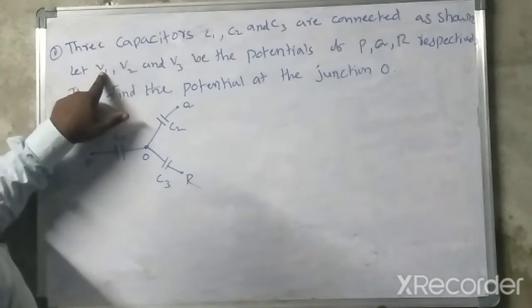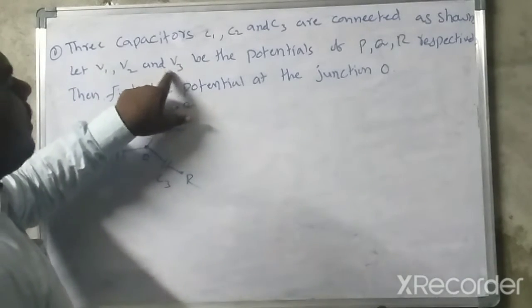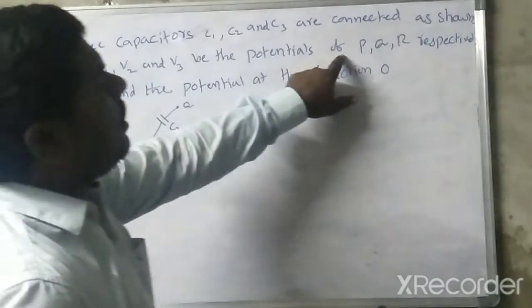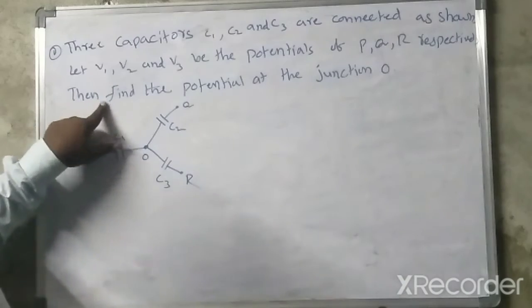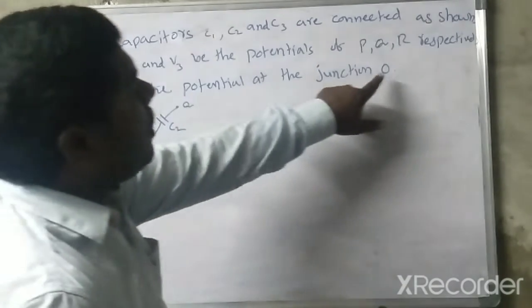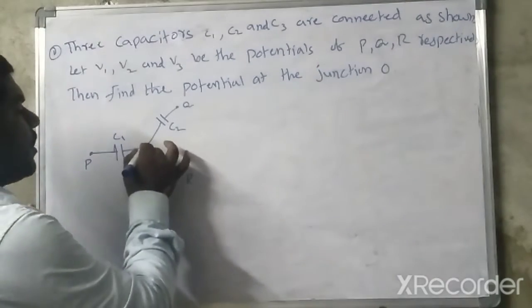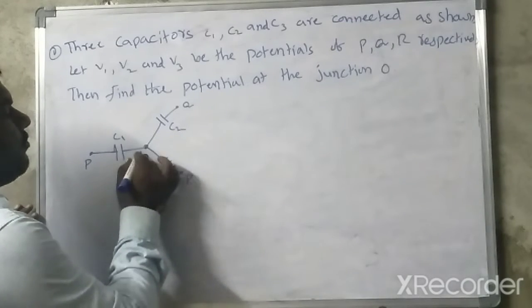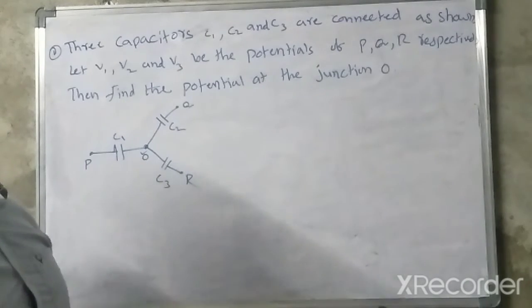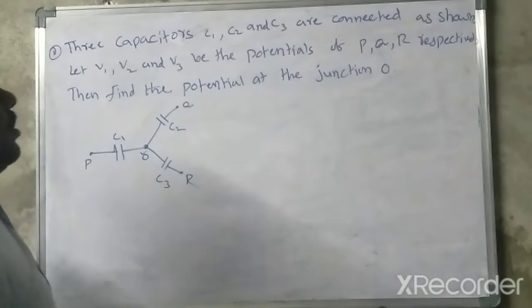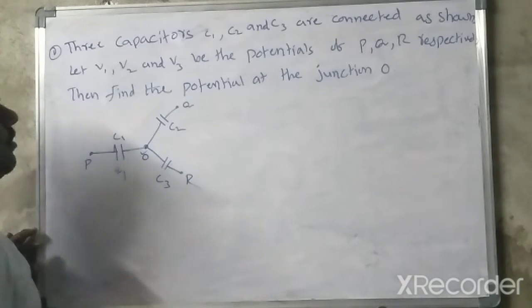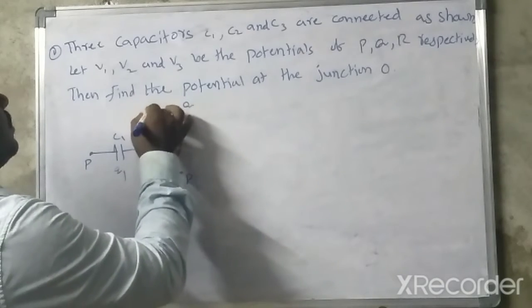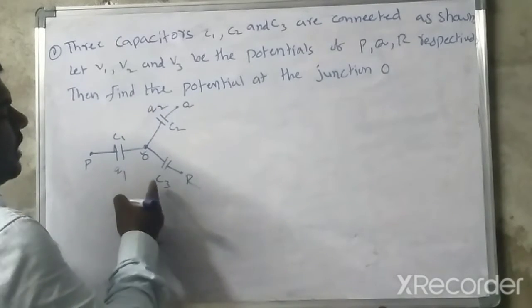Let V1, V2, V3 be the potentials of P, Q, R respectively. Then find the potential at the junction O. Let us consider the charge on C1 as Q1, the charge on C2 as Q2, and the charge on C3 as Q3.